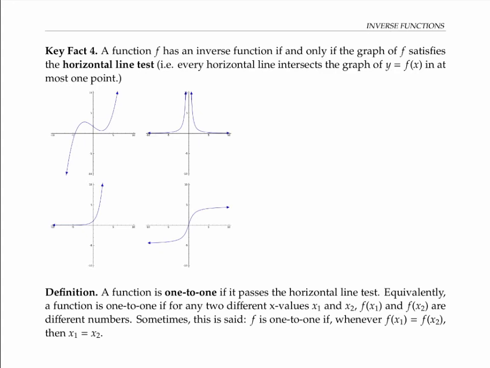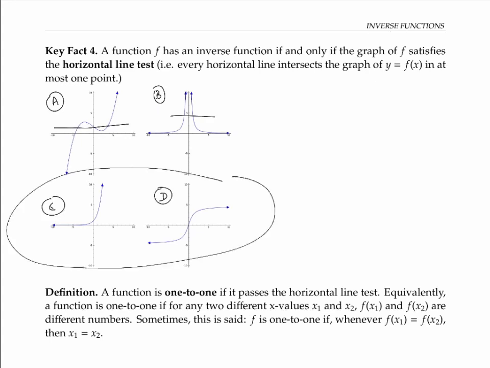Pause the video for a moment and see which of these 4 graphs satisfy the horizontal line test. In other words, which of the 4 corresponding functions would have an inverse function. You may have found that graphs A and B violate the horizontal line test, so their functions would not have inverse functions. But graphs C and D satisfy the horizontal line test, so these graphs represent functions that do have inverses. Functions that satisfy the horizontal line test are sometimes called one-to-one functions.